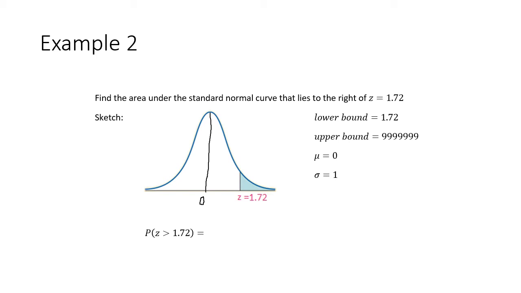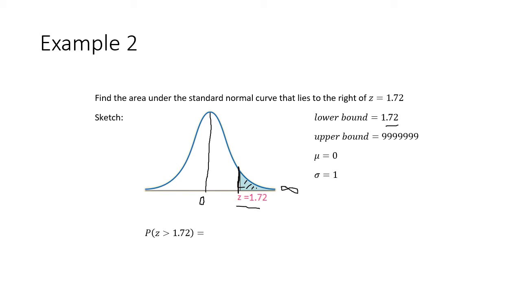So in this case, again, it's to the right. So again, shade to the right, which I already did with the blue. So my lower bound, remember, lower is left. So where does this start on the left-hand side? Well, that's my z-score, 1.72. My upper bound, well, again, this is going to infinity, so I need a really, really big number.